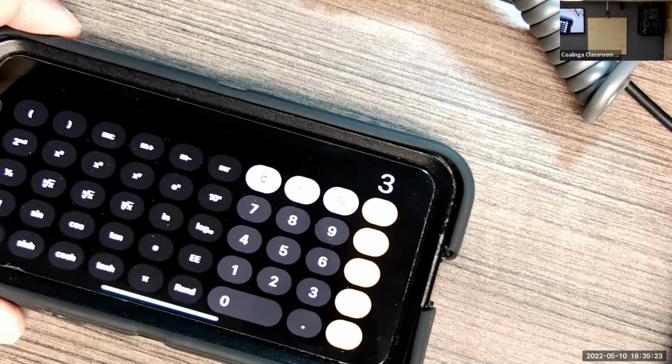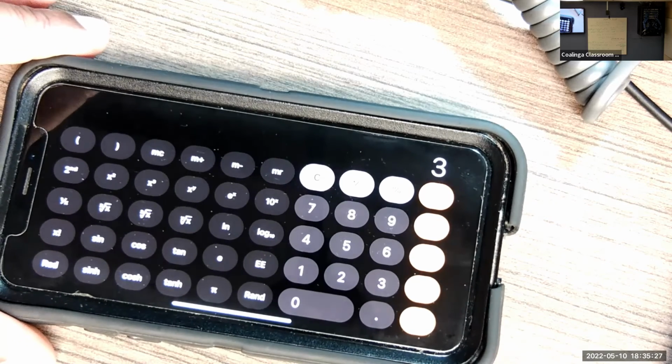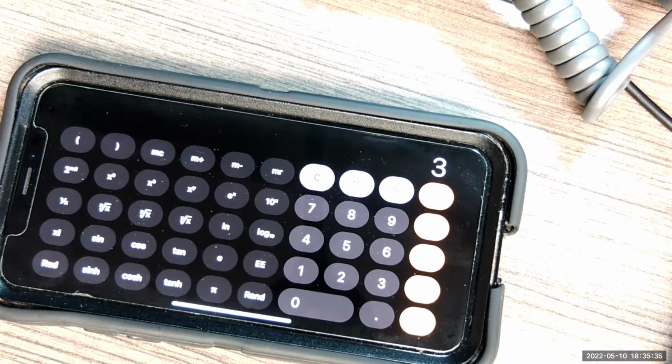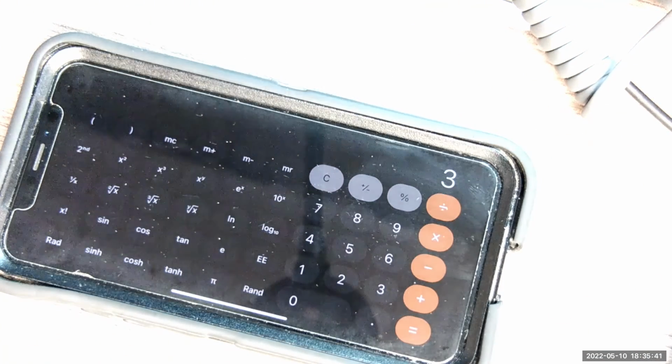Does that show up backwards on your screen? It shows up backwards on my screen. But it shows the right way on your screen, doesn't it? Yeah, it looks right. That's right. Okay. That's so weird.